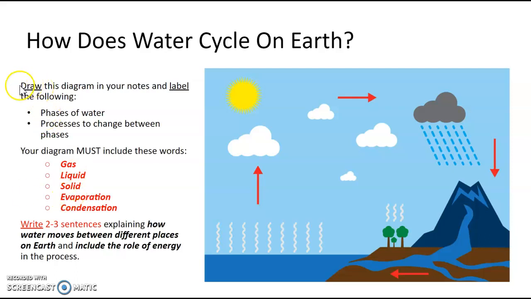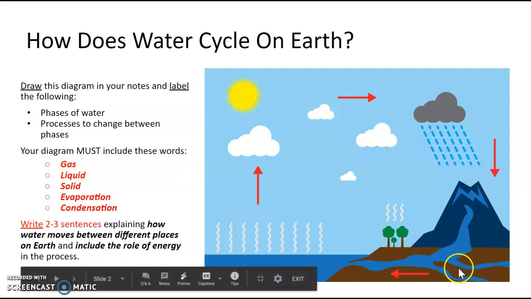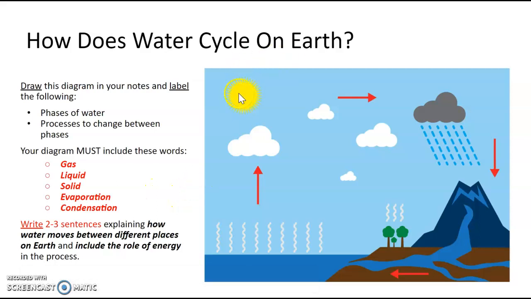So what I'd like you to do on your student response sheet is you can double click the picture, you can drag the words for the phases of the water and show me where the different phases of the water are. And then just write me 2 or 3 sentences kind of explaining how water moves and how energy plays a role. So there's the sun, right, and it's providing all the energy that drives this process. So go ahead and pause the video and do that.